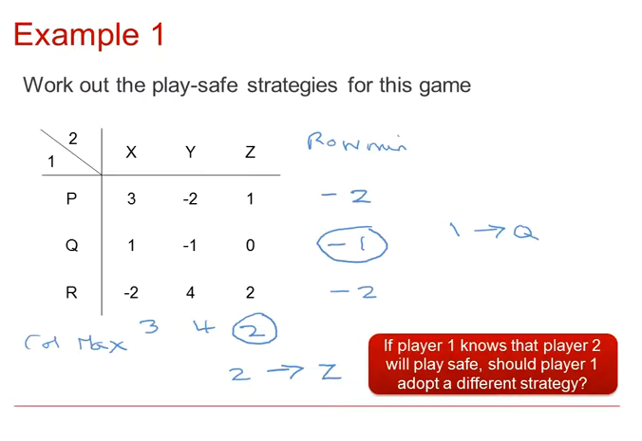If player 1 knows that player 2 will play safe, in other words choose strategy Z, should player 1 adopt a different strategy? Well, looking at the payoff matrix, player 1 would do best by playing strategy R if they thought player 2 would always adopt strategy Z, because then they would always win more points, i.e. 2 points each time.